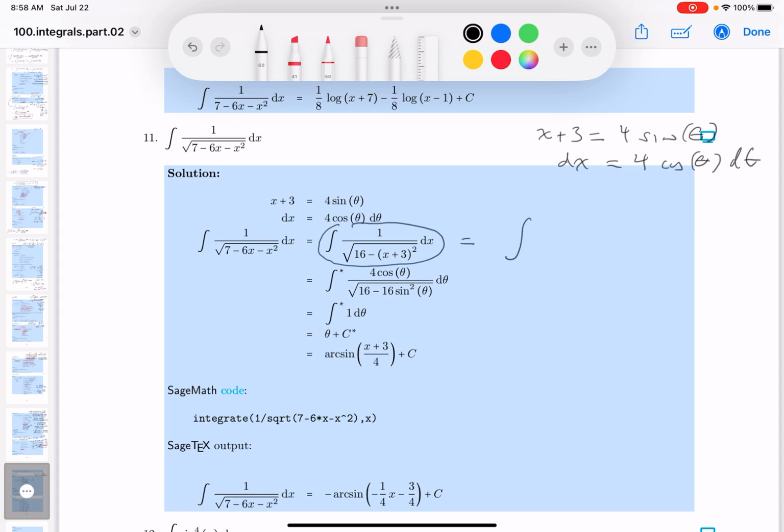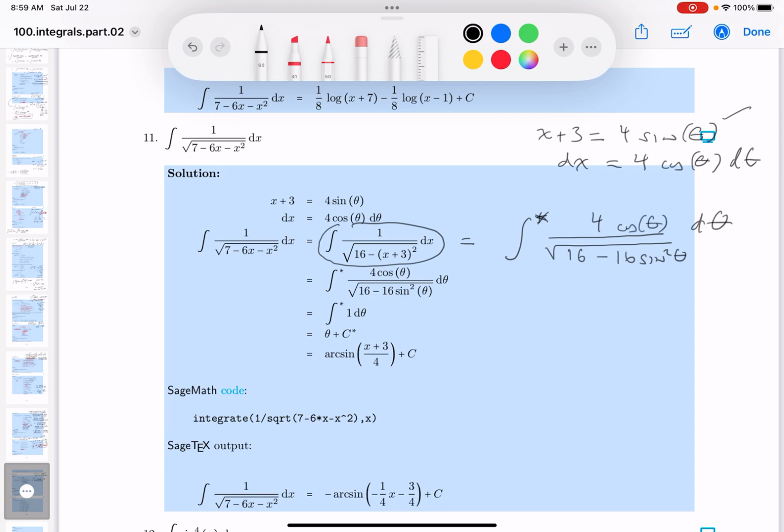All right, let me put that down for you. Put a little star over here. Put a little fraction bar down. And what do you get in the bottom? Well, the bottom's fairly simple. It's going to be 16 minus, well, you have to square this thing because it's x plus 3. What would you get? 16 sine squared. All right, now what else do I have? I have the dx there. What's the dx? It's 4 cosine theta d theta.